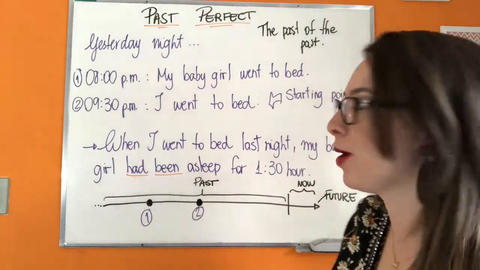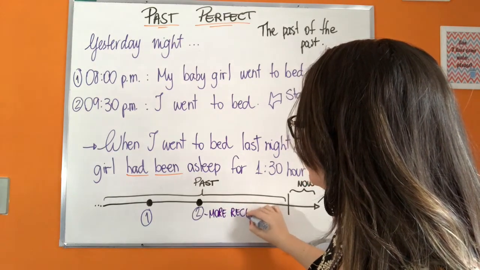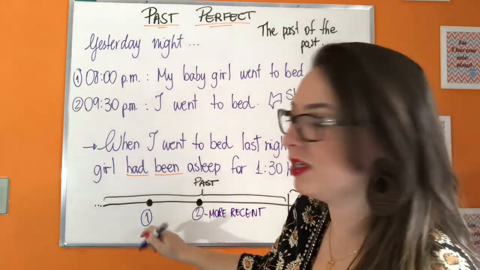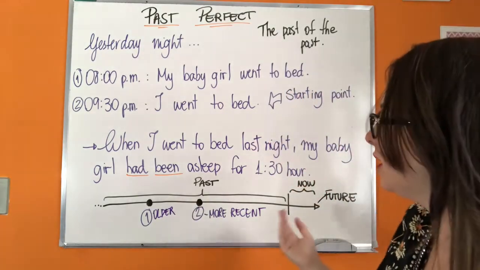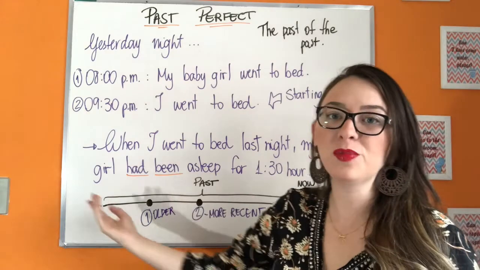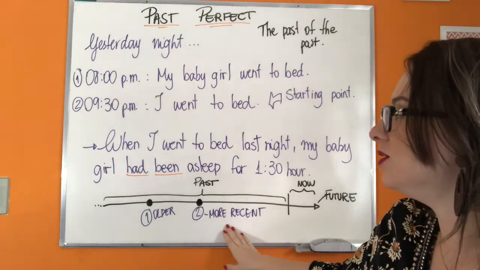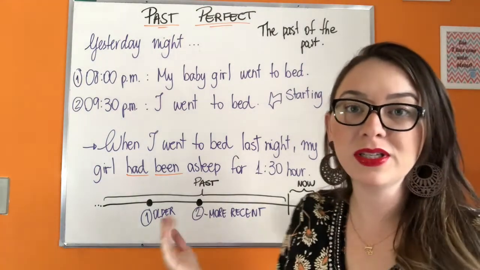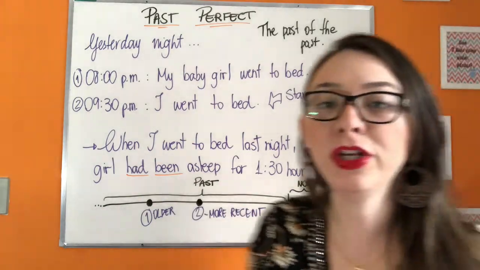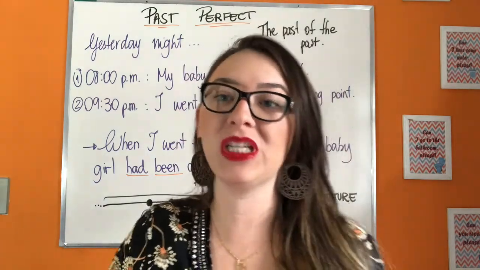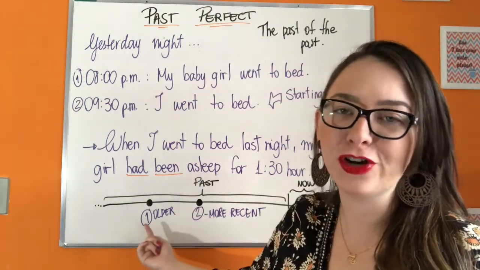Okay, that's the idea. This one here is more recent than this one. This one is older. Because if you pay attention to our timeline, it's going further and further in the past. It's not so close to the present. The one that's closer to the present, the most recent action, is simple past. The other one, past perfect. Now, I only use past perfect if I decide to begin telling my story by the most recent one, and then I talk about the other one.